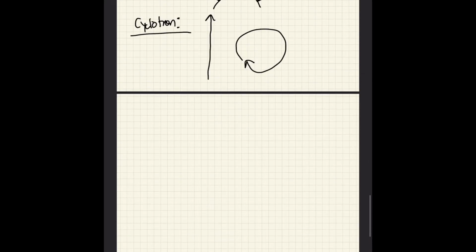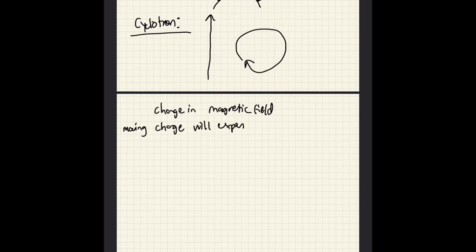Well, remember one thing. If you have a charge in a magnetic field, then that charge will experience a force if it's moving, okay? So the moving charge will experience a force. And this force is called a Lorentz force. Now, if you don't know what I'm talking about, basic thing, right? If you have a current in a magnetic field, then you have a force on the current, okay?